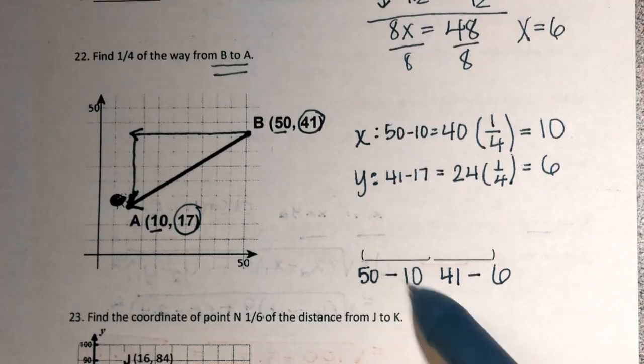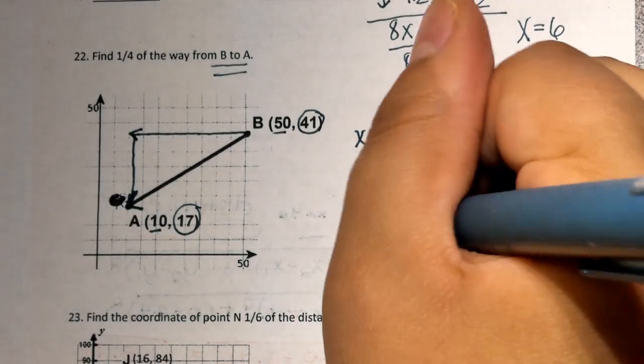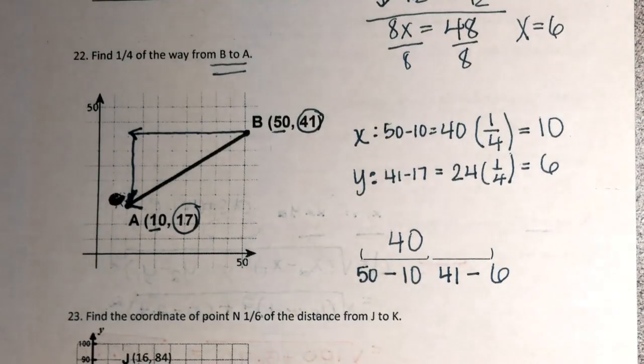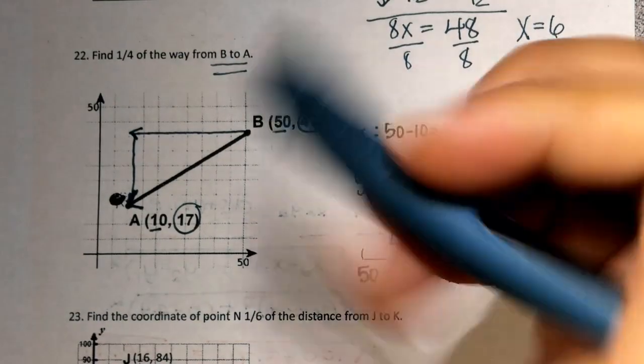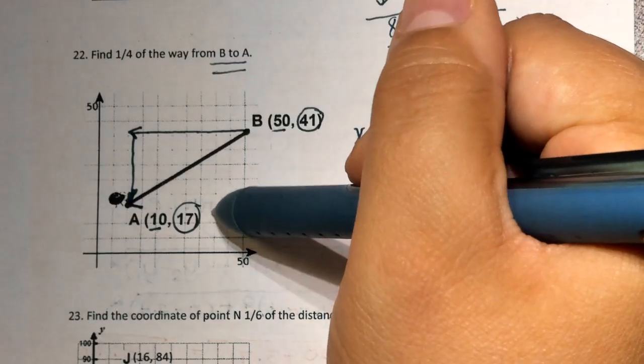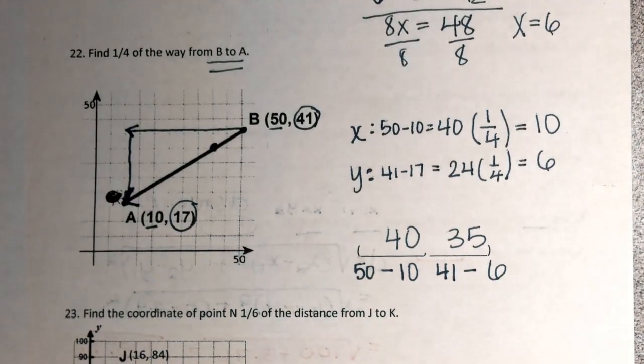And then what's 50 minus 10? 40. What's 41 minus 6? 35. And then y'all check to make sure that 40, 35, is that even on the line? Because if it's not anywhere near the line, you did something wrong.